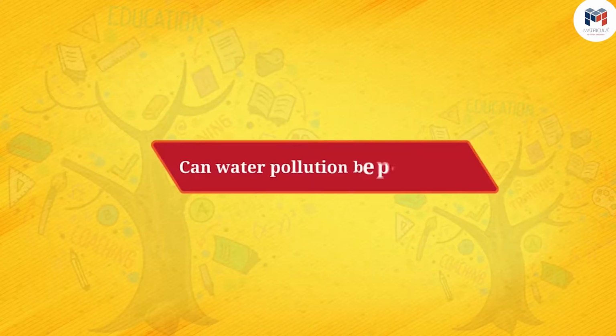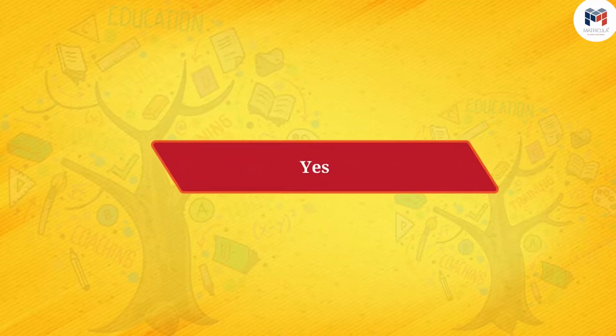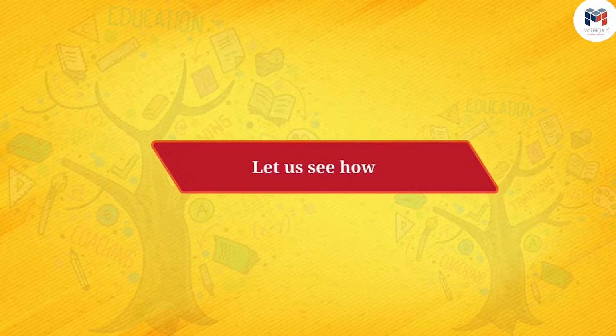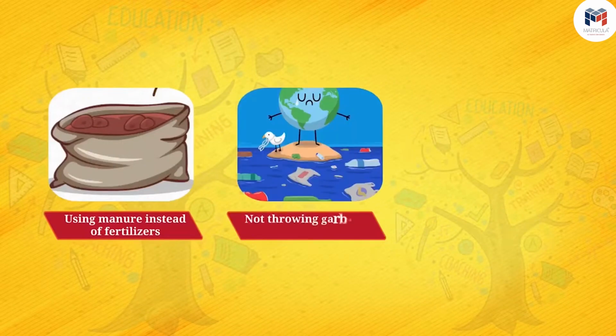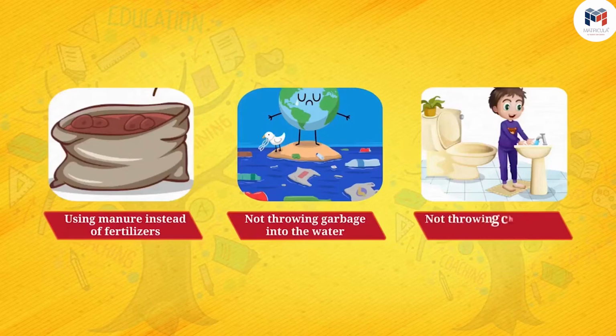Can water pollution be prevented? Yes, it can be prevented. Let us see how. Water pollution can be prevented by using manure instead of fertilizers, by not throwing garbage into the water, by not throwing chemicals into the sink or toilet.